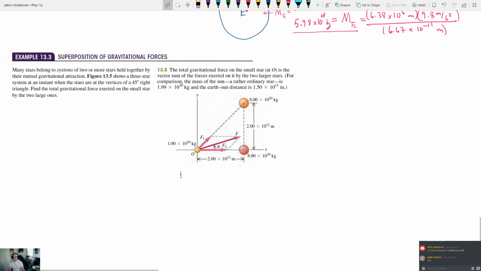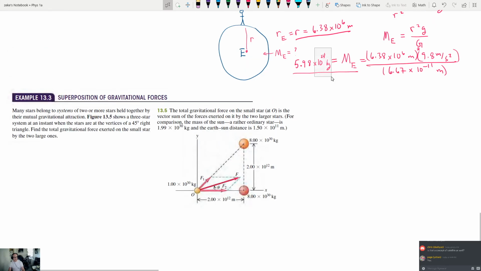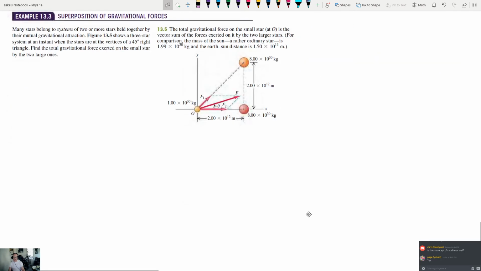So, we have 3 stars here. They have masses of 1 times 10 to the 30, 8 times 10 to the 30, and 8 times 10 to the 30 kilograms. The mass of the sun is about twice as big as this one, 2 times 10 to the 30. So these are normal solar sizes. Solar masses are gigantic, just like the mass of the Earth is gigantic, 10 to the 24 kilograms. It's so many kilograms, I can't even possibly imagine how many kilograms that is. Same thing with stars. Stars have to be extremely massive to hold together their gravitational systems.